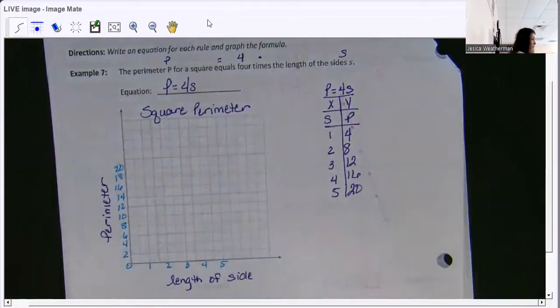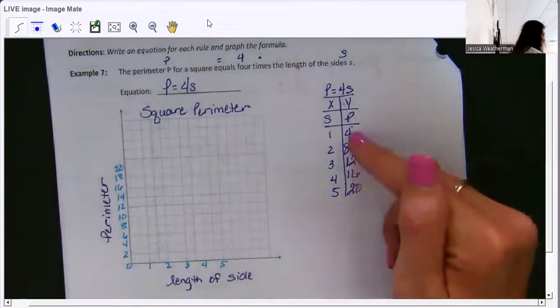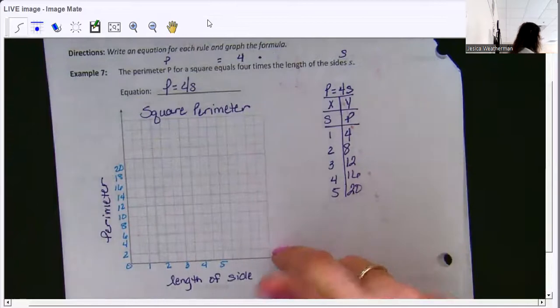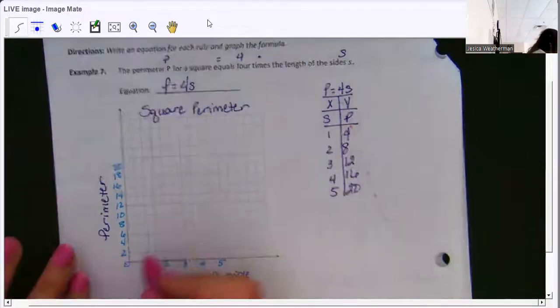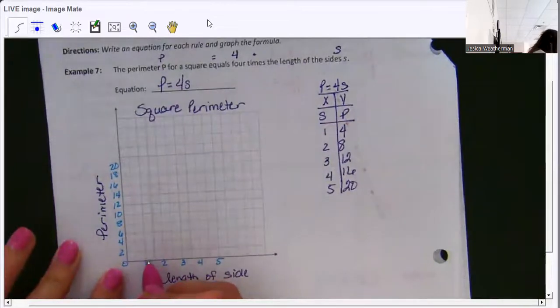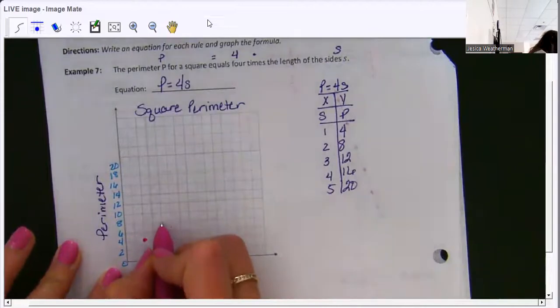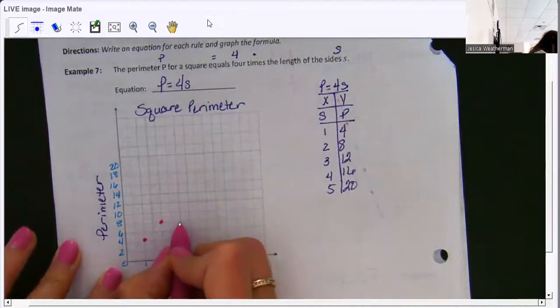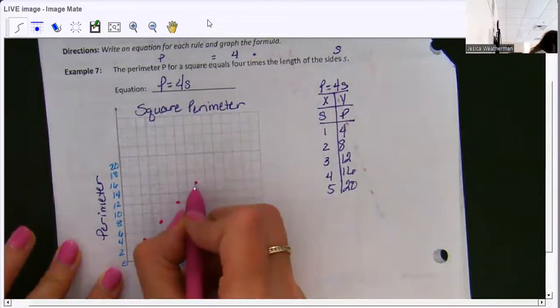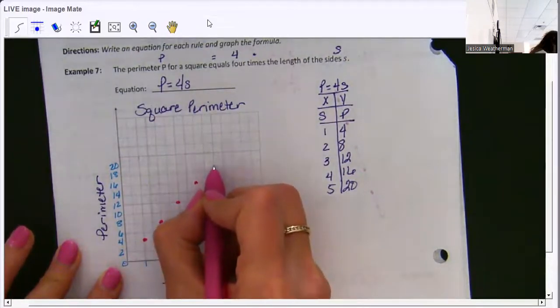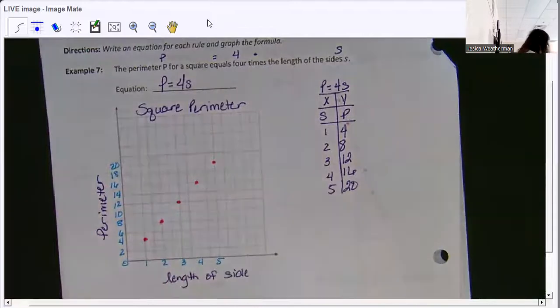And now you can plot your points over here on your graph. So we have 1, 4, 2, 8, 3, 12, 4, 16, and 5, 20. And then you can draw your line.